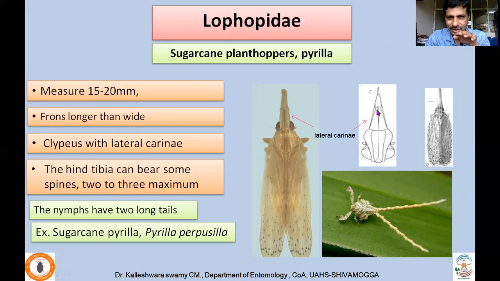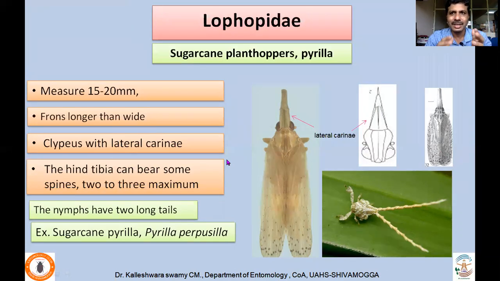You can see on the clypeus. So this is the one. You can see here, there are lines. There will be a mid carina and two lateral carinae. Those ridges or lines are called carinae, which is very clear in the case of Lophopidae, a distinguishing character, comparable with another family called Eurybrachidae.